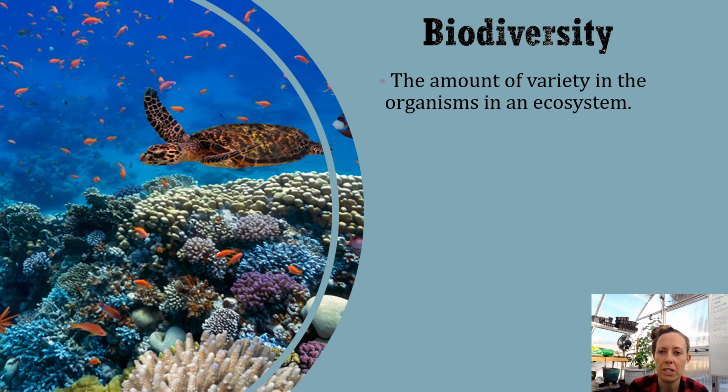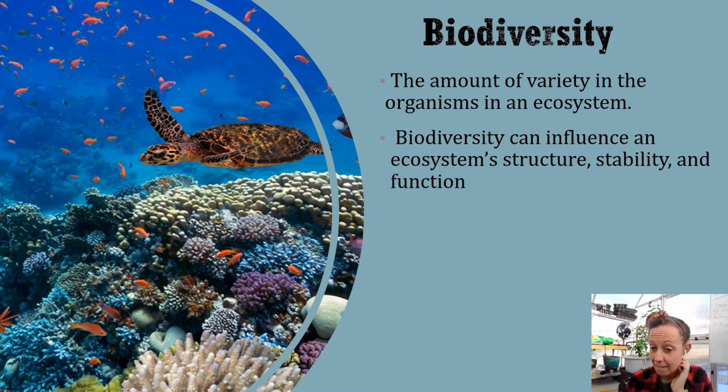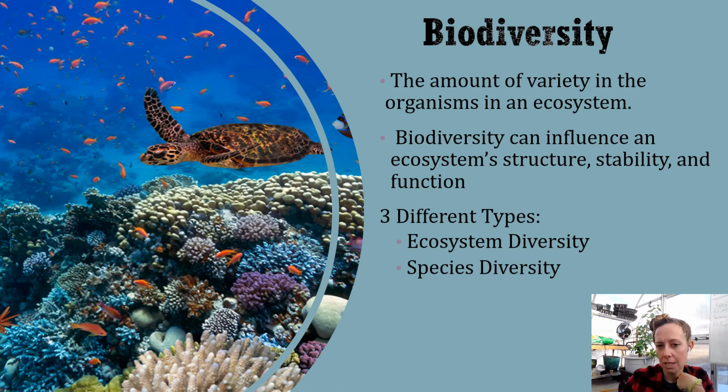So for biodiversity, this is going to be the amount of variety in the organisms in an ecosystem. So like how many different things are in an ecosystem. All right, biodiversity is going to influence the ecosystem structure, stability, and function. So ecosystems can do certain things depending on how many different organisms are in it and what types of organisms are in it. There are 3 different types of diversity we're going to talk about. The first is ecosystem diversity, the second is species diversity, and the third is genetic diversity.